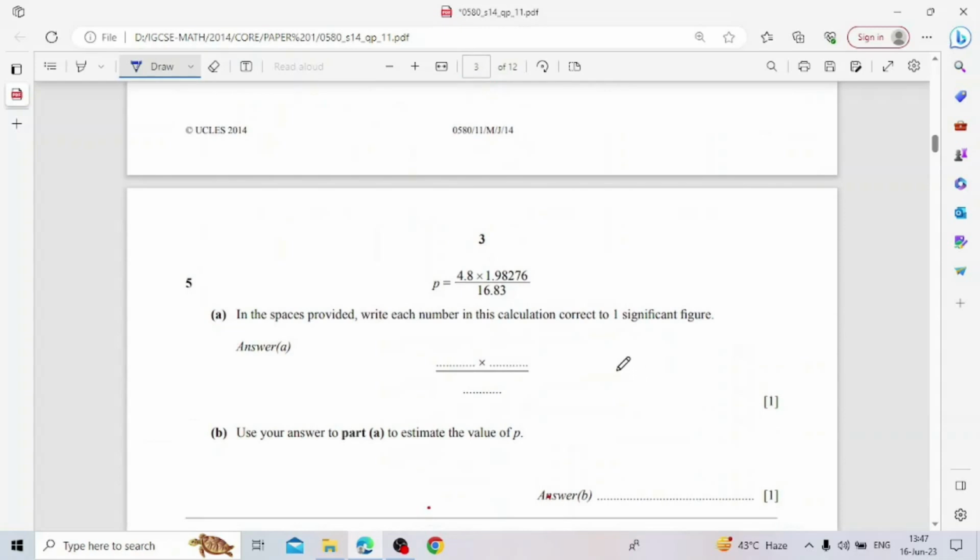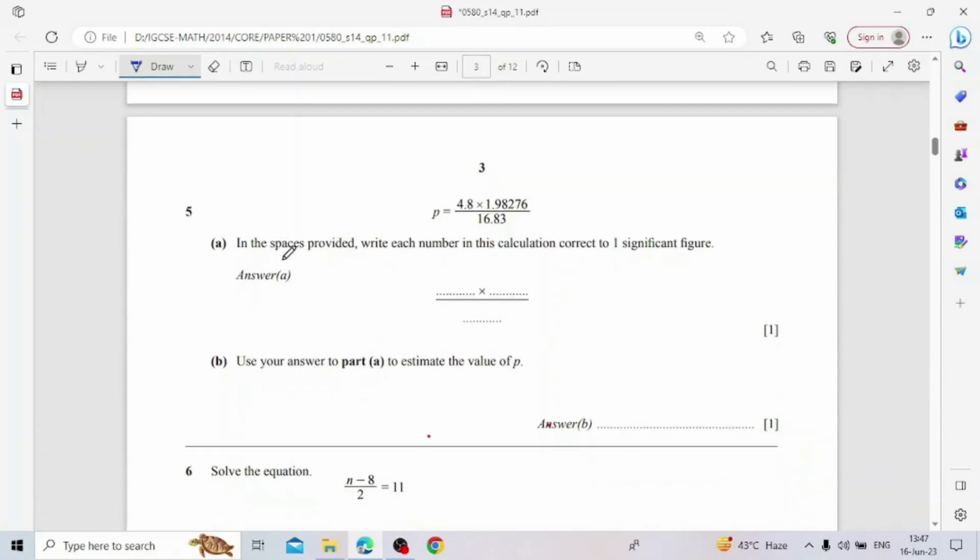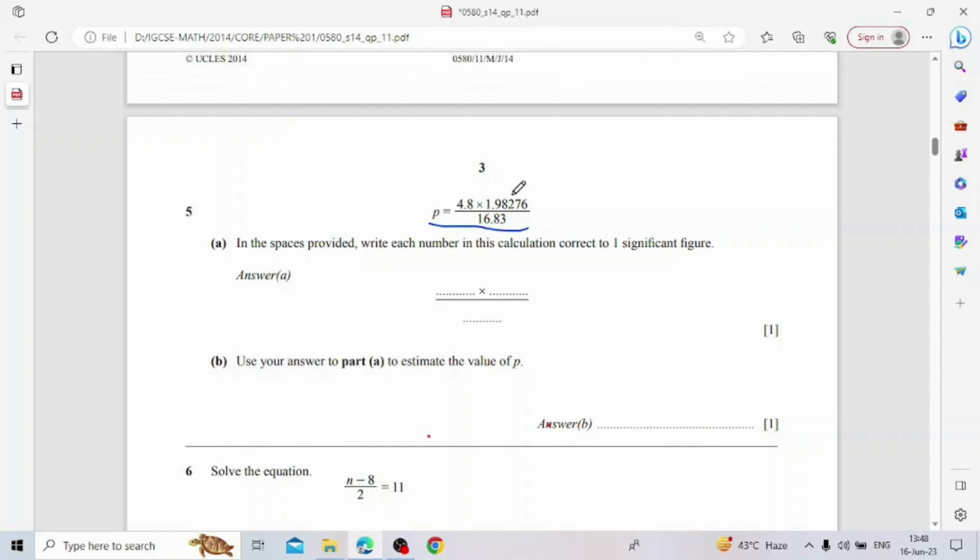Done. Now let's go to number 5. In the spaces provided, there is a number P. A number is given over here: 4.8 times 1.98276 over 16.83. Here it is asking to write each number in this calculation correct to one significant figure. One significant figure in the sense, it is talking about the number before the decimal place. You have to round off all those decimal numbers to one significant figure.